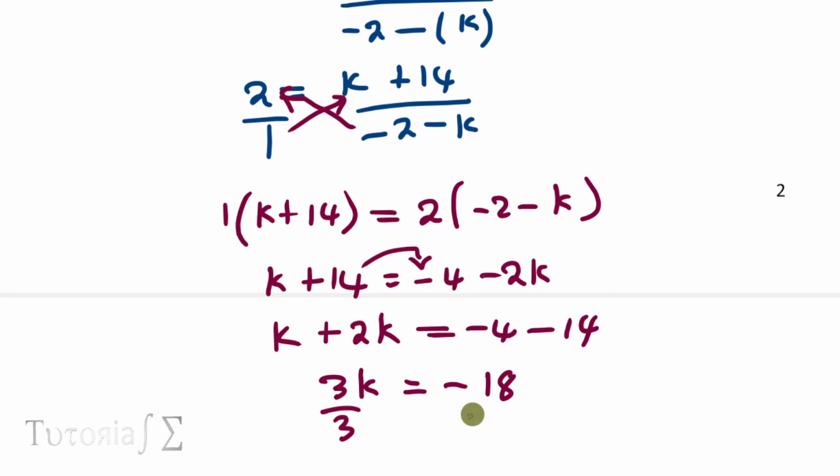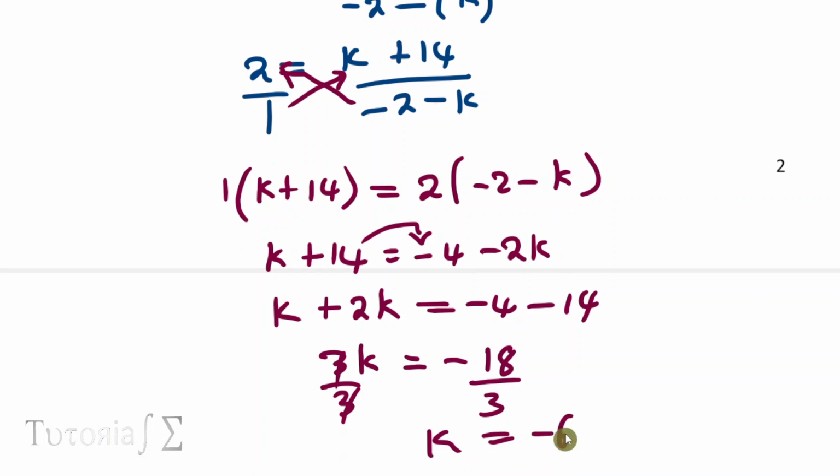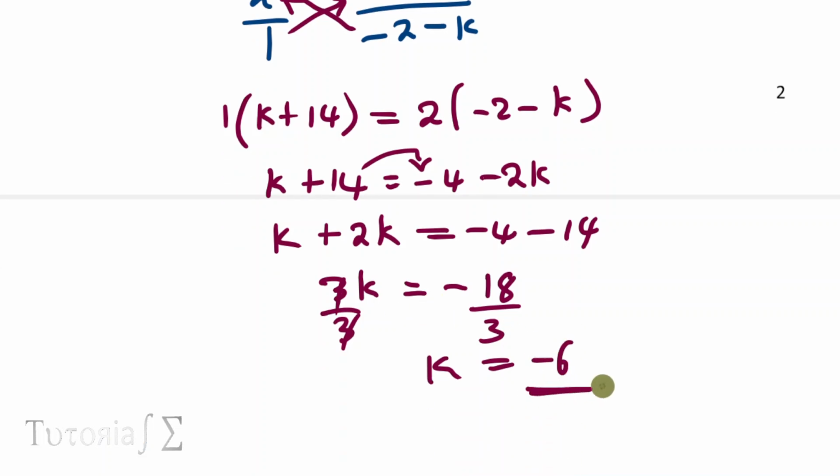Then divide by 3, we cancel. Our k is equal to, so 3 into 18, that will give us 6. Then we have negative times positive, that will be negative. So the answer there, k is equal to negative 6.